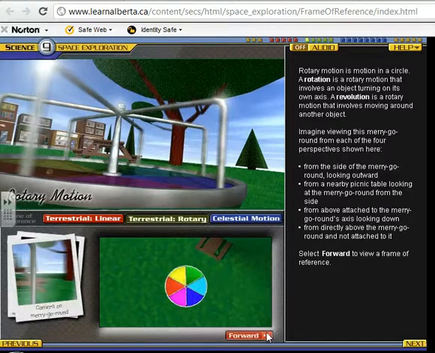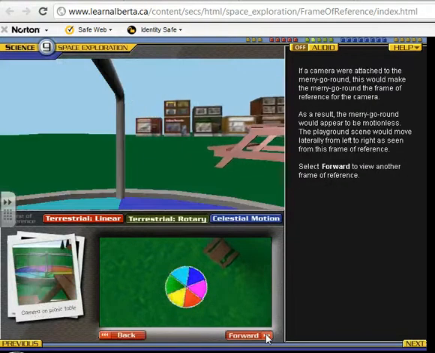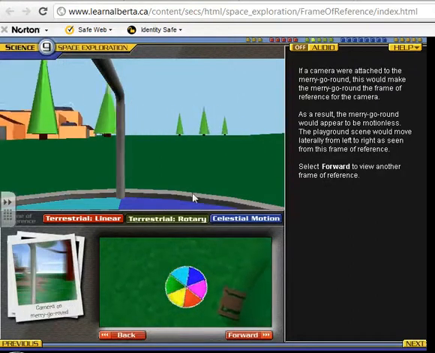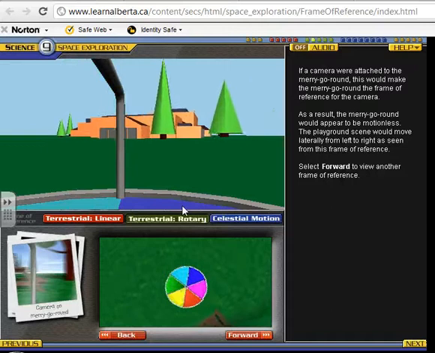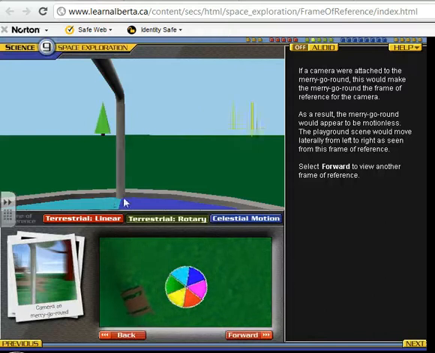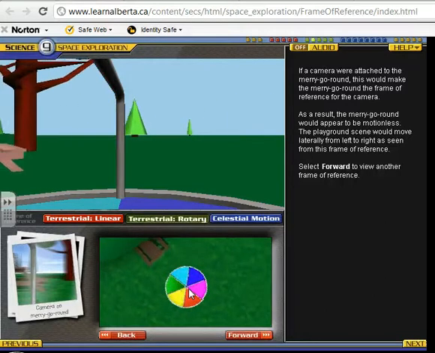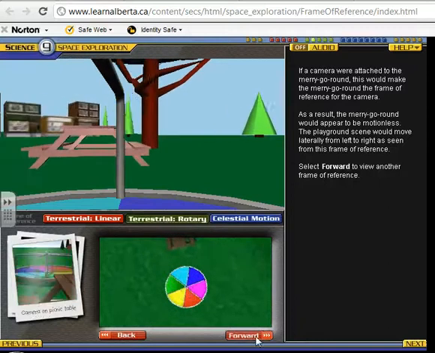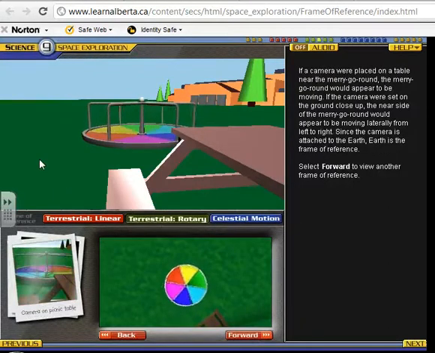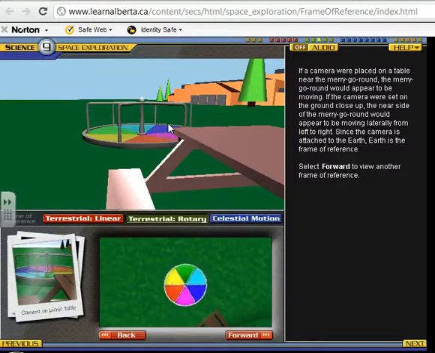So the first point of view is taking a look from somebody sitting on the merry-go-round. This is where the camera is stationed. We can see that the merry-go-round itself looks stationary in relation to the camera. Everything else is moving. If the camera was moving in relation to the merry-go-round, we would see something different here. And you can see the bird's eye view. It looks as though the merry-go-round is stationary. We're going to take one more view, which is that of the ground. And of course, we can see now that in relation to the ground, the merry-go-round is moving.